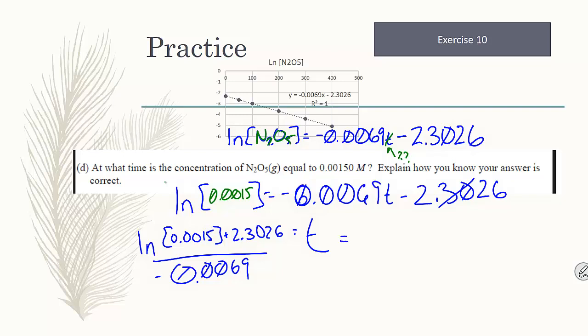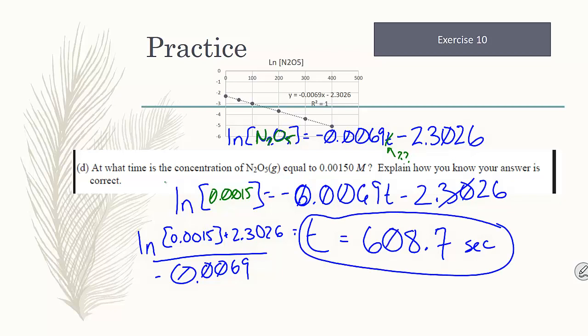And then it's just a matter of plug and chug into your calculator. Don't forget your parentheses, because that's where you'll run into some trouble. So the natural log of 0.0015 plus 2.3026 is one expression, and then dividing by negative 0.0069 is the other, to give me 608.7 seconds, or 609 seconds, if you're going for 3 significant figures.